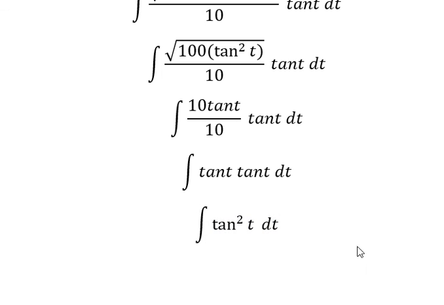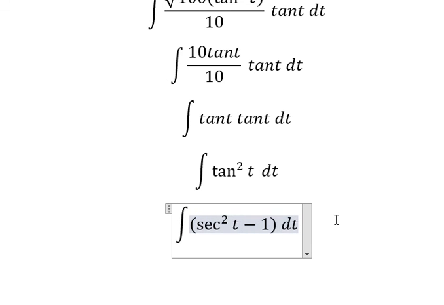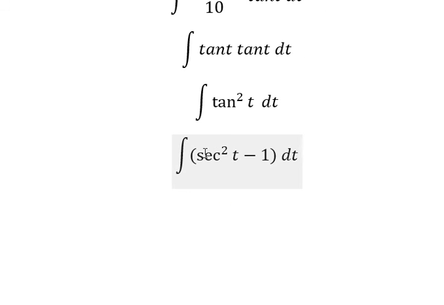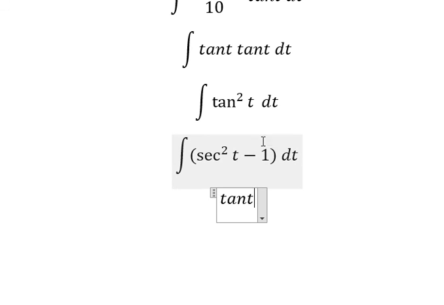About tan t squared, we change to secant of t squared minus 1. The integration of secant of t squared, we have tan t. The integration of number 1, we have t, and we put plus c.